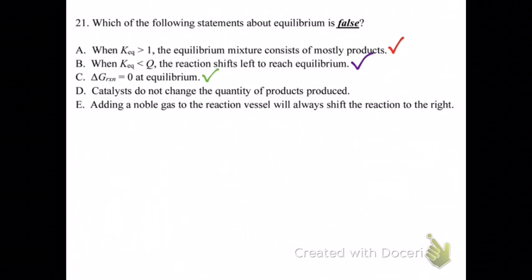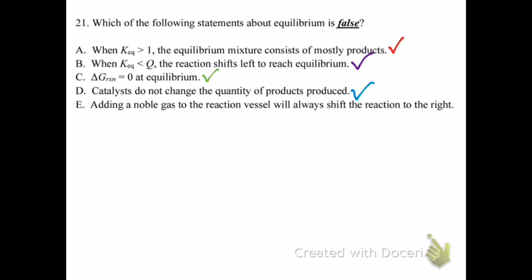Statement D, catalysts do not change the quantity of products produced. Also true. Catalysts do not change that ideal product-to-reactant ratio. They do not change the equilibrium constant. They just let us get to equilibrium more quickly by lowering activation energy. So this is absolutely true.